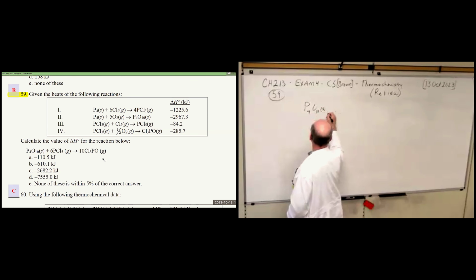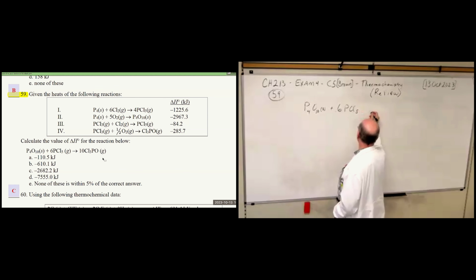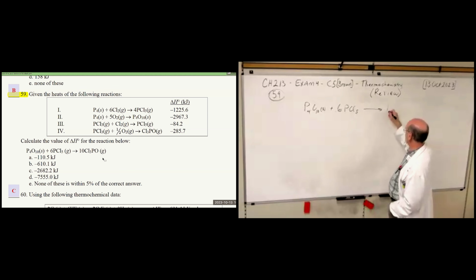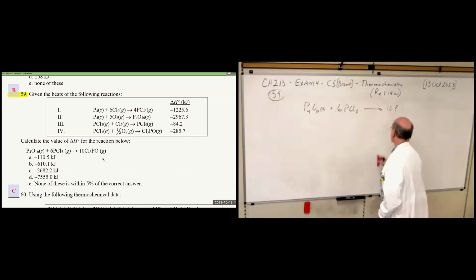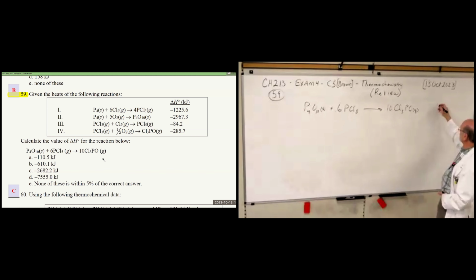P4O10 solid plus 6PCl5 yields 10 Cl3PO gas. And the question is, what is this?